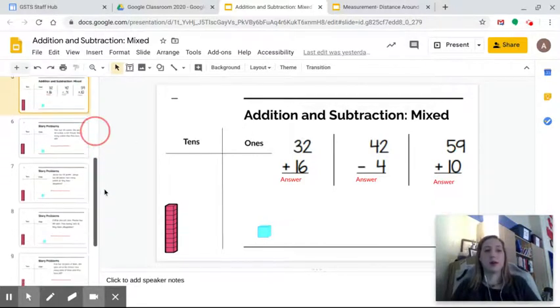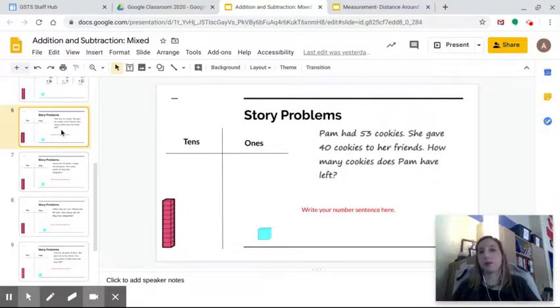Now here we have our story problems, word problems. And again, I've mixed these. So some are addition and some are subtraction. So you're going to look for the clues in your story problem to decide if you're going to need to add or subtract. And again, the same thing here. You can use whatever strategy you need to use.